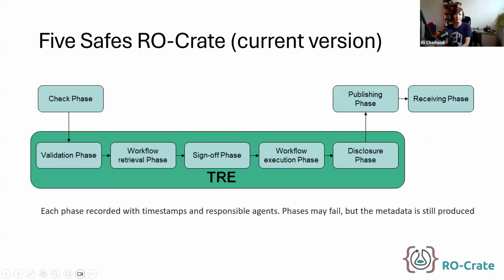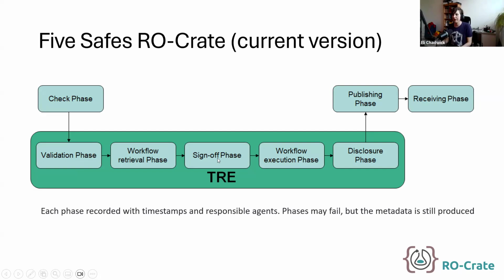Here's a diagram from the 5 Safes RO-Crate profile. So you start off with a checking phase where you check the crate for integrity and completeness before passing it into the TRE. The TRE will validate that it's got a crate that meets the profile, and then verify that whoever's requested this workflow has the relevant permissions to execute it. Normally this will be a pre-approved workflow.